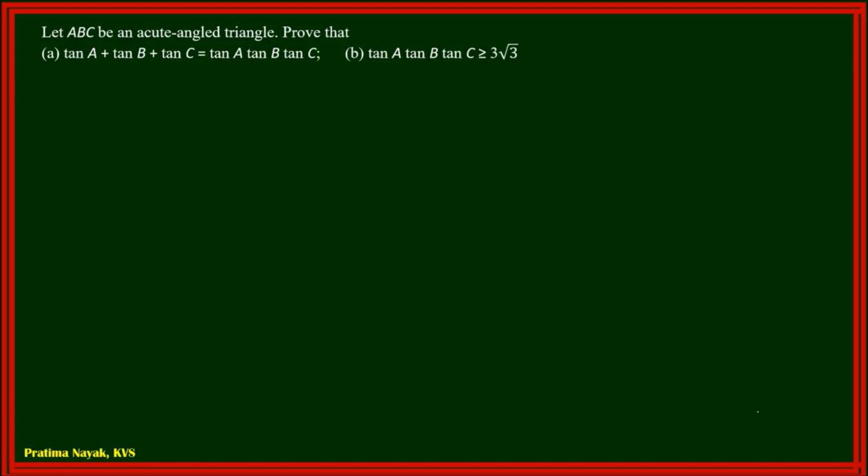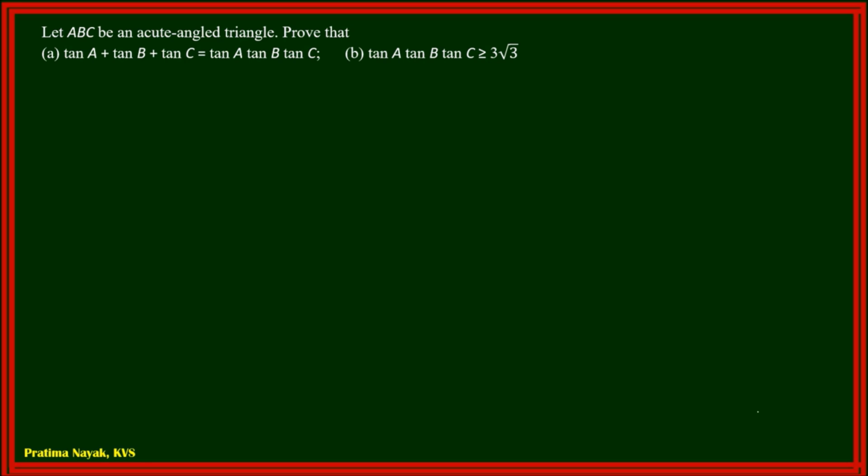So the question is, let ABC be an acute angle triangle. Prove that tan A plus tan B plus tan C equals tan A, tan B, tan C product. And B part is tan A, tan B, tan C product is greater than or equal to 3 square root 3. So first I am taking the first part.